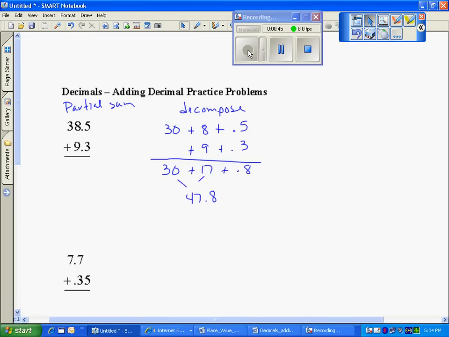Showing this using partial sums. Notice the decimals line up, so I'm adding my tens. I have 30, adding my ones, 17, and adding my tenths, 8/10. Notice it goes after the decimal. Tens, ones, and tenths, 47 and 8/10.